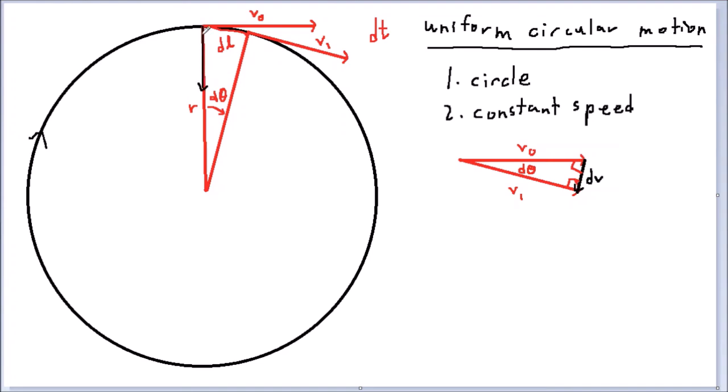It's going to actually point towards the center of the circle here. So the a is going to be pointing in this direction. Over here, it's going to be pointing in, say, this direction. It's always going to be pointing towards the center of the circle. We call this a centripetal acceleration.